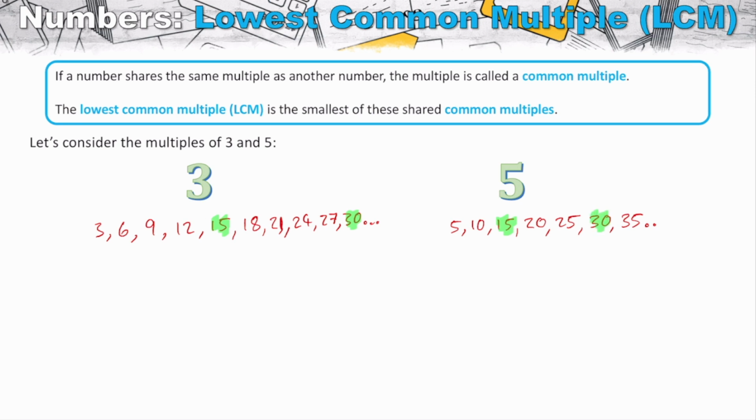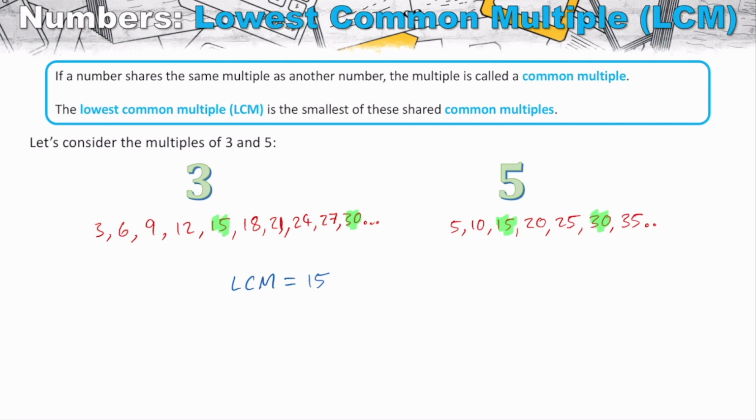However, when we're looking at common multiples, when we want the lowest common multiple, we want the smallest number that both of our original values will have a common multiple of. So in this case, the lowest common multiple is 15. All right, so we can say our lowest common multiple here between our two numbers is equal to 15.